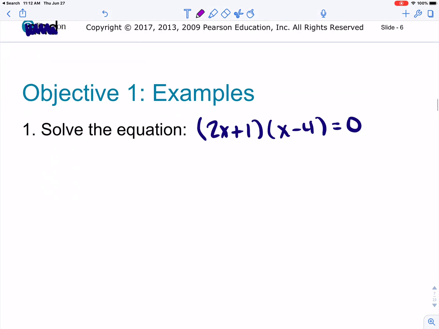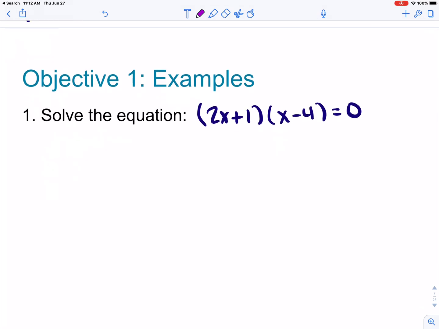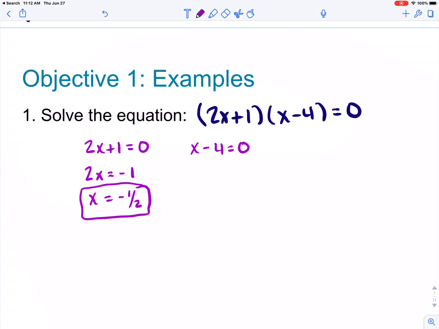Okay, so now we're going to solve this one. Again, if it's already factored, we just go ahead and set them equal to 0 and solve. So 2x plus 1 equals 0, and x minus 4 equals 0. Subtract 1 from both sides. Divide by 2 on both sides. X equals -1/2. And then I just add 4 to both sides. X equals 4. So my solution is -1/2, comma 4. Those are pretty darn simple.